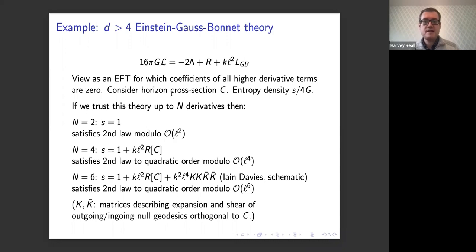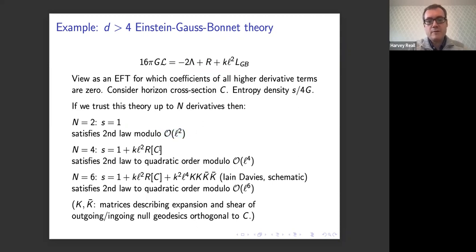So let's work with that here and see how we produce an entropy. So let's say we have this theory and we trust it up to 2 derivatives. In other words, we just have the Einstein-Hilbert term and the cosmological constant. So then the entropy density, I can write that as s over 4G. Then if we're up to 2 derivatives, we know the entropy, it's just Bekenstein-Hawking, which corresponds to s equal to 1. Okay, and this will satisfy a second law modulo the fact that we have these higher order terms which we've not taken account of. And so in this theory, the Bekenstein-Hawking entropy will satisfy the second law modulo terms of order L squared.